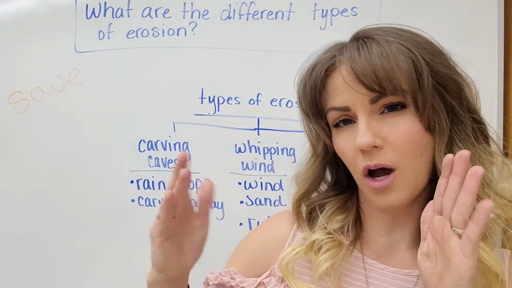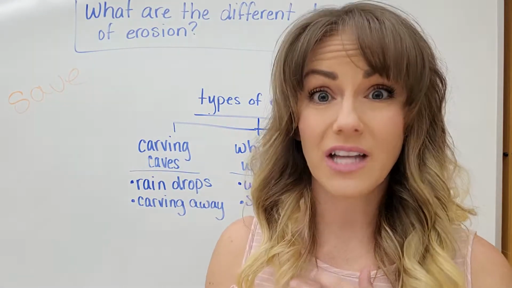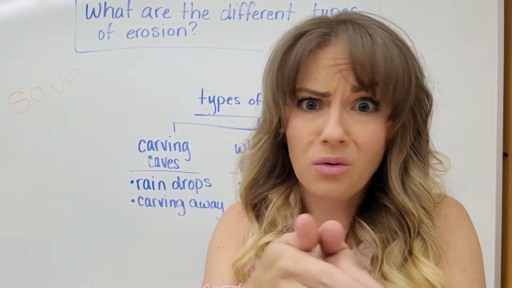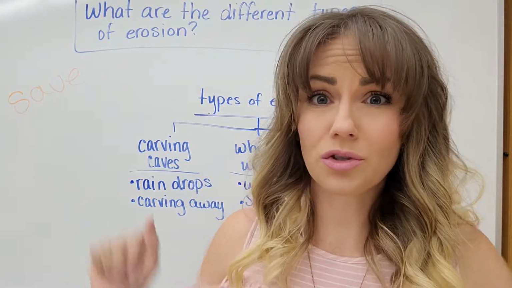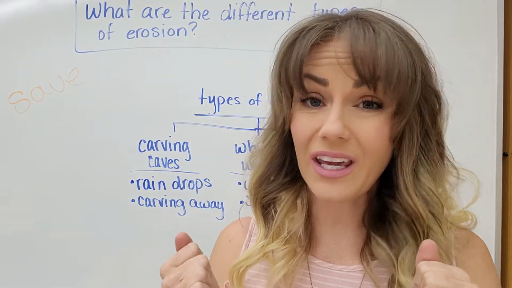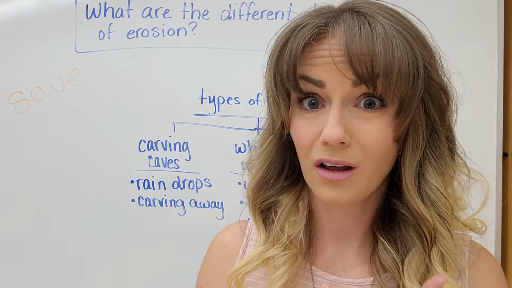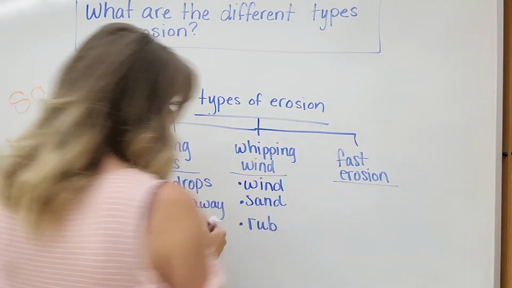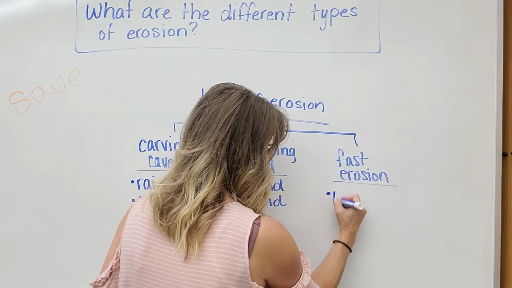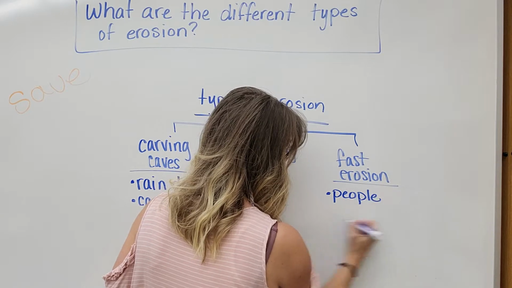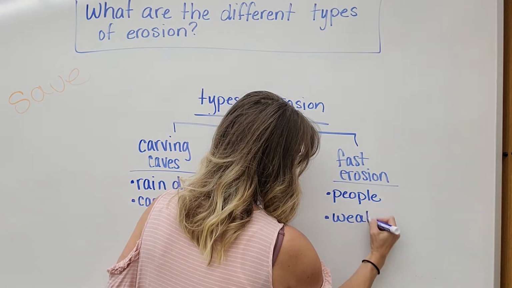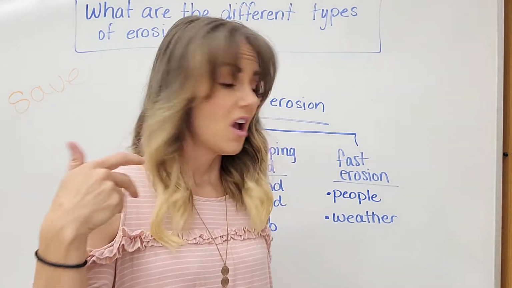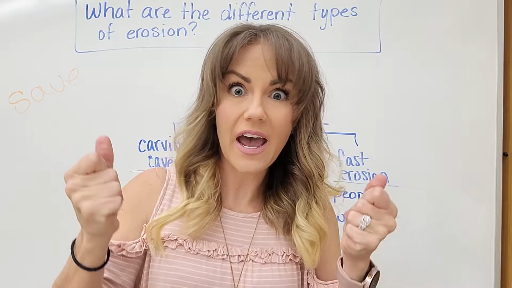Because when there are trees and rocks and things in the way, erosion takes longer to occur. But when we clear out those trees to carve through a road, or when we clear out those trees to build a new house, we can actually speed up erosion. Wow. So I'm going to write down people first, because people can cause fast erosion. People. And then I'm going to write down weather. Weather, just weather, because hurricanes, floods, heavy rain, all of those things can cause fast erosion.